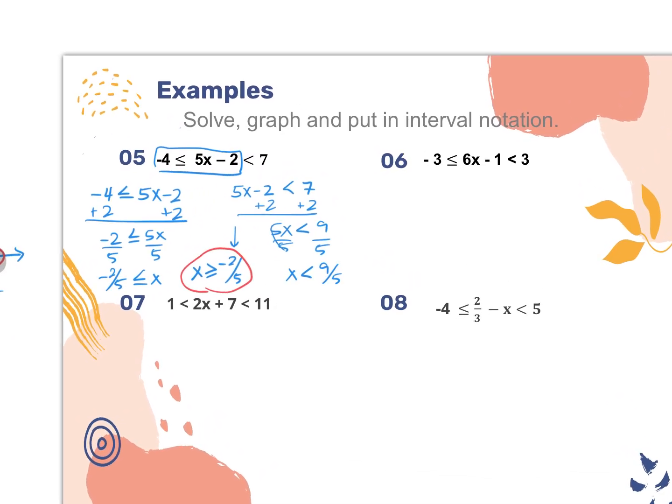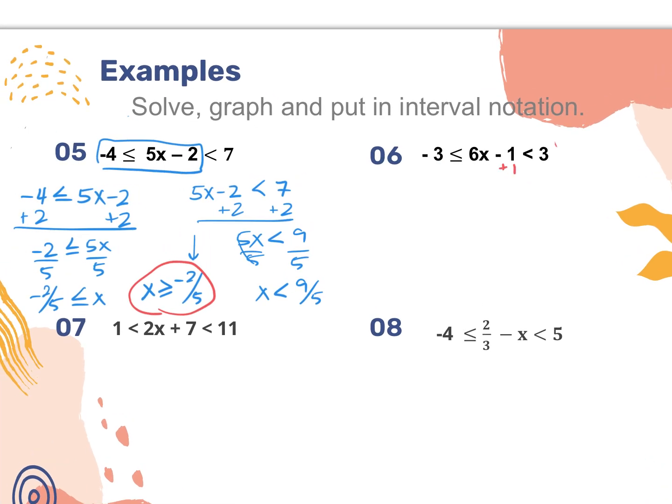If you want, though, you can keep them together, and you're just working both sides of this. So instead of separating this out and having one, and then another, you're going to work with the middle. I'm going to add 1 to get rid of this in the center, and whatever I do to the middle, I have to do to the left and to the right. So this side becomes negative 2 is less than or equal to 6x, which is less than 4. Now I'm going to divide all three sides by 6, because I want the middle to be x. So I get negative 1/3 is less than or equal to x, which is less than 2/3.